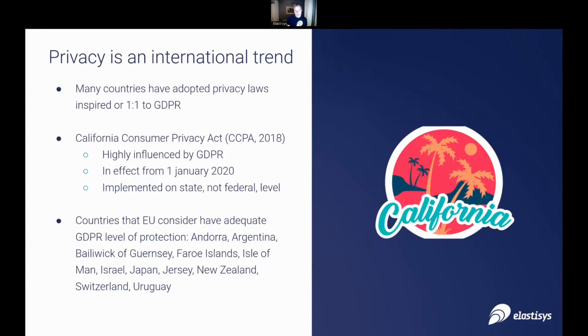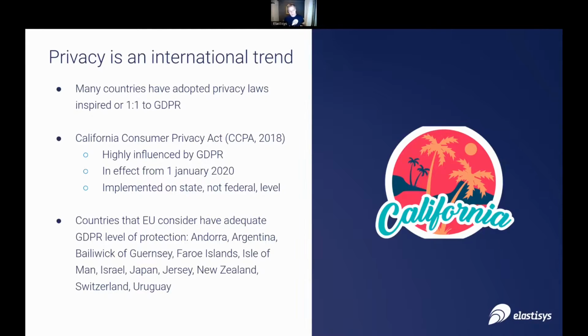The topic of privacy is also considered an international trend, and many countries have adopted similar laws, inspired by or one-to-one with the GDPR. For you guys in the US, CCPA is a thing that is in effect from this year, which is very similar to GDPR. It's implemented on state level, so in California, not on the federal level. But I think the trend is very clear, and other countries like Japan or Canada have had similar laws in place for a couple of years.